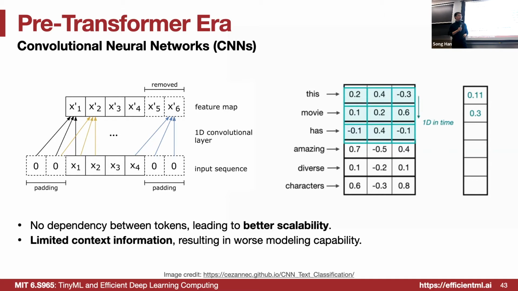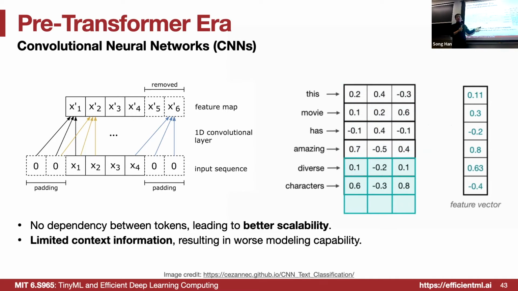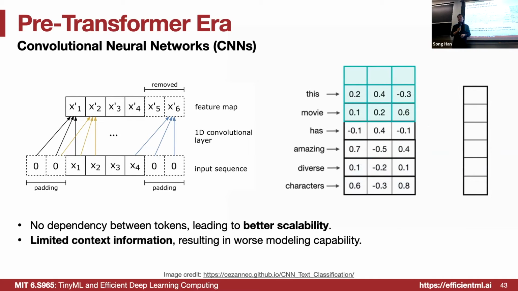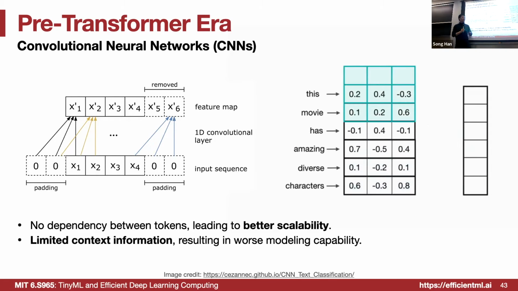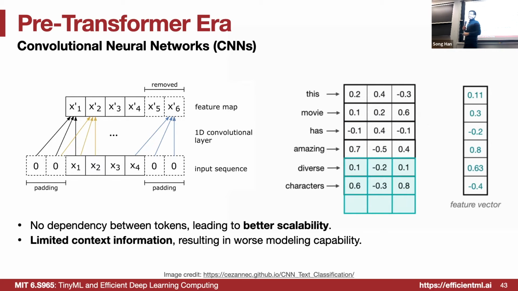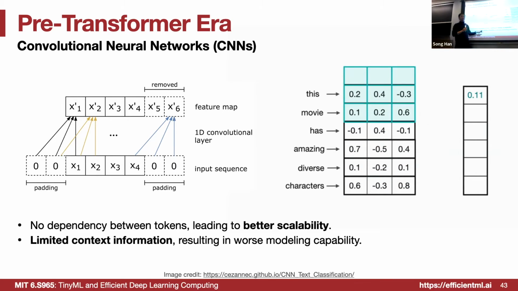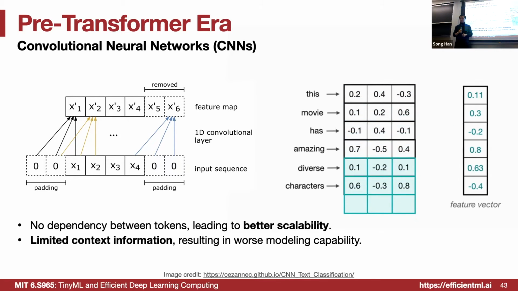So the advantage is that there's no dependency between the tokens, right? Which is better, leading to better scalability. And also convolution is very well implemented on GPUs and other hardware accelerators. Well, the limitation is that you have a limited window size in a given layer, right? Therefore, it's harder to model those long sequences, long context information, unless you have a pretty deep layer and a pretty large receptive field.